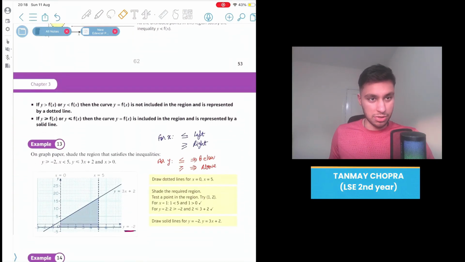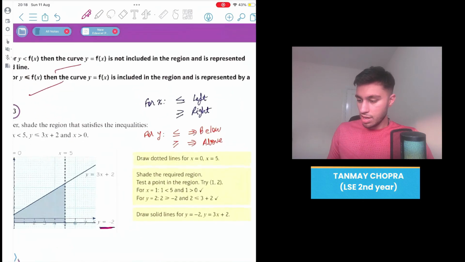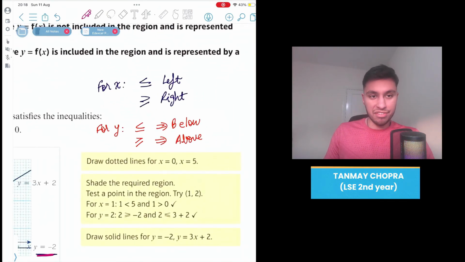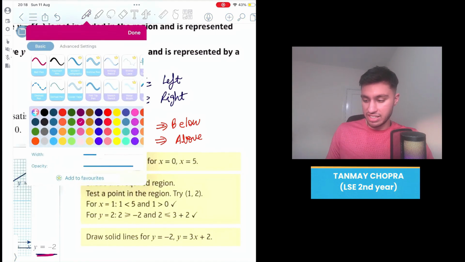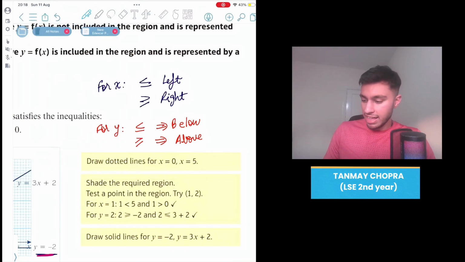Okay, let's look at some rules. You don't need to read this. You can if you want, but no need. Just look at what I'm going to tell you. If I have the variable of interest as y, then if I see this sign, I want to understand it as below. If I see this sign, I want to understand it as above. For x, if I see this sign, I want to identify it as left. If I see this sign, I want to identify it as right.